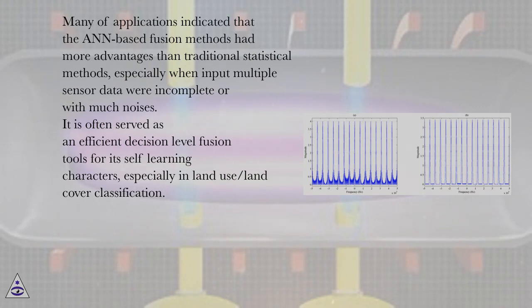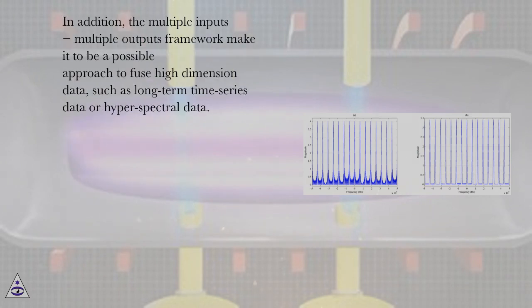It is often used as an efficient decision-level fusion tool for its self-learning characteristics, especially in land use/land cover classification. In addition, the multiple inputs, multiple outputs framework makes it a possible approach to fuse high-dimension data, such as long-term time series data or hyperspectral data.